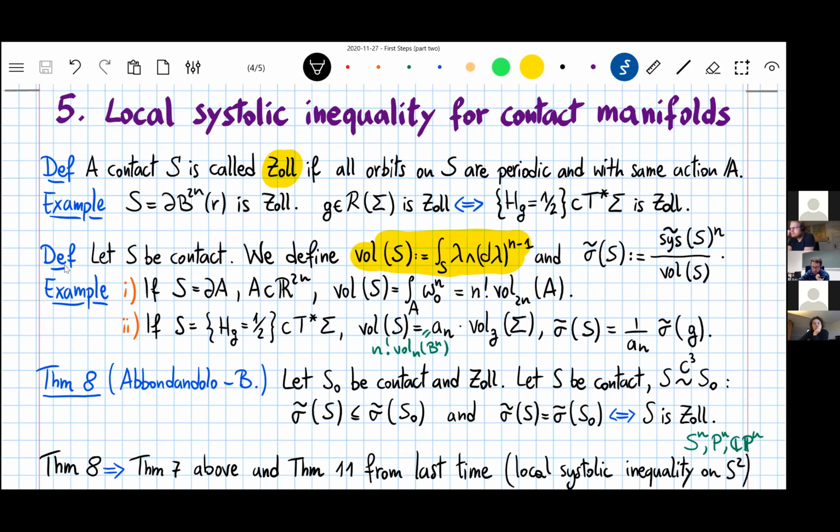Now, why this funny definition of the volume? Because if S is the boundary of a domain in R^2n, this volume, by Stokes' theorem, recovers the standard volume of the interior of the domain.